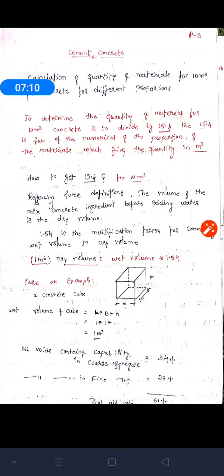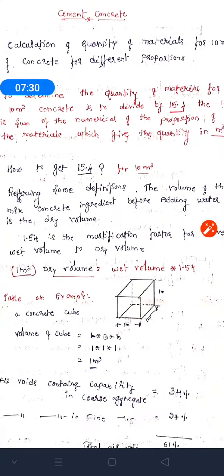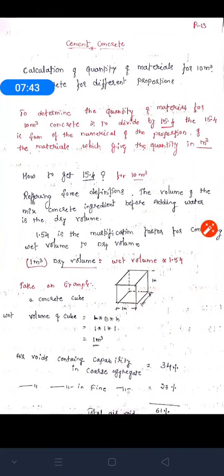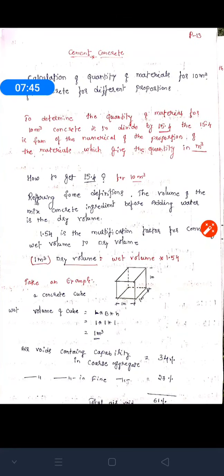First we excavate the soil. Okay, now we calculate the rate analysis for excavated soil. Next we move on to the filling of the soil, sand filling as well as the soil. And the third step is cement concrete here. So calculation of quantity of material per 10 meter cube of concrete for different proportions. Here we have different proportions, different grades of concrete. So for the different grades we should calculate what will be the quantity of materials.